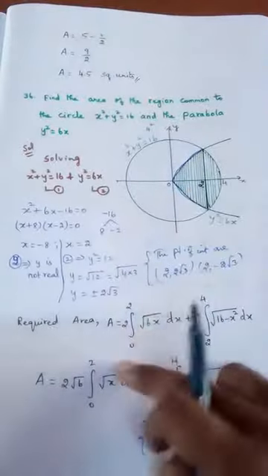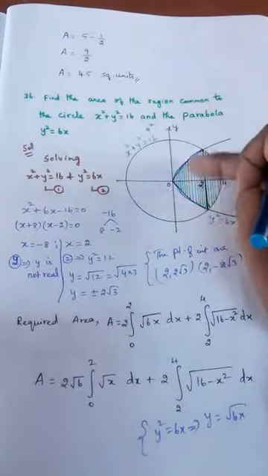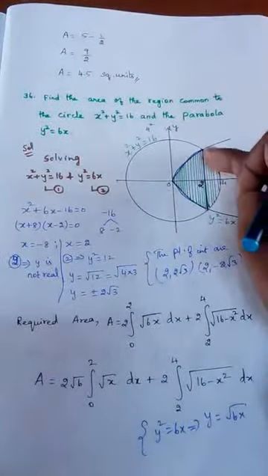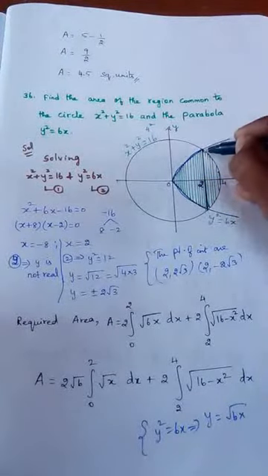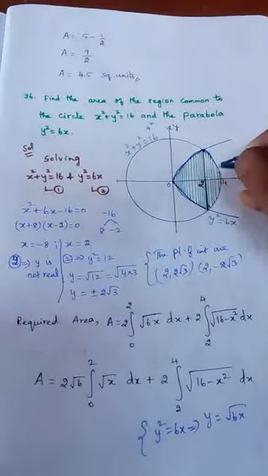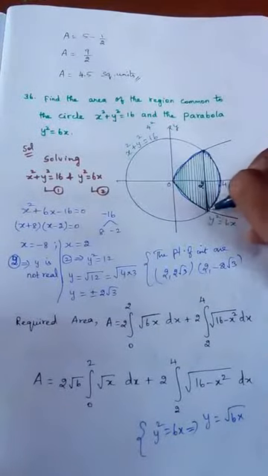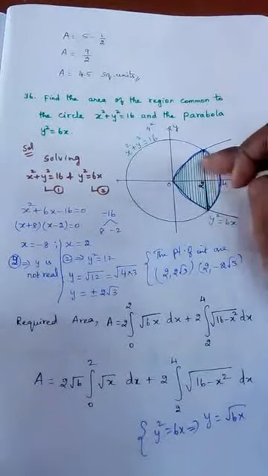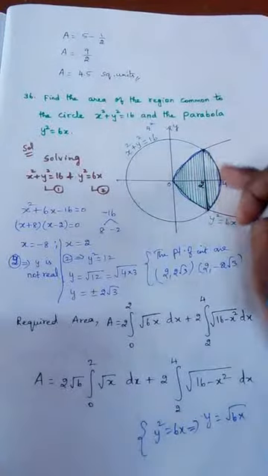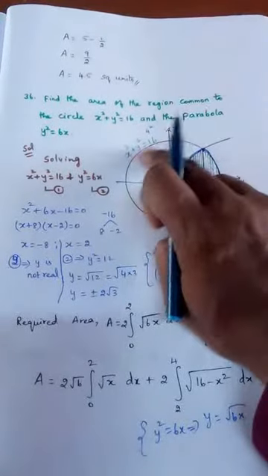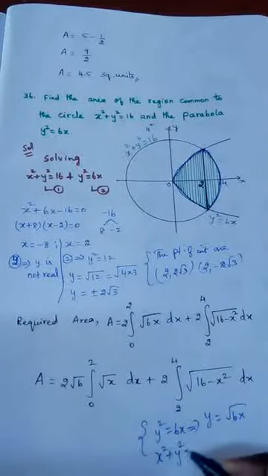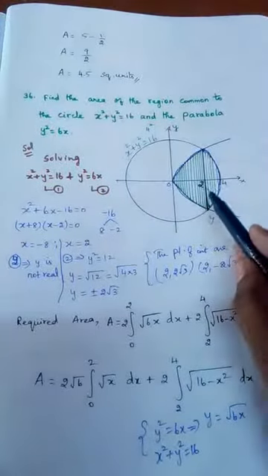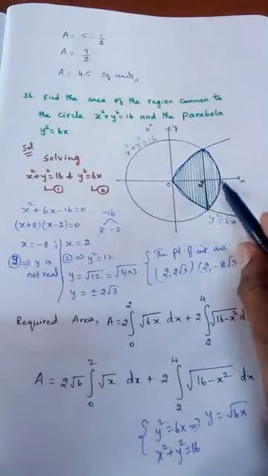Plus, now here what we have done, we have calculated this area. Now we want the area for this. For this area, if you see, the boundary is the circle. So for calculating this region, the boundary becomes the circle. What is the circle equation? X square plus y square equal to 16 is the circle equation. So if you see, the limit is from 2 to 4.